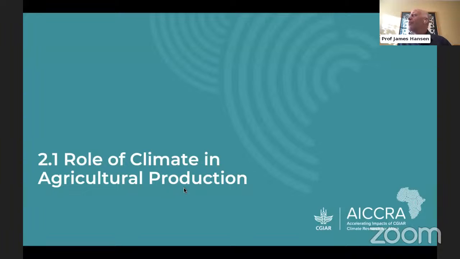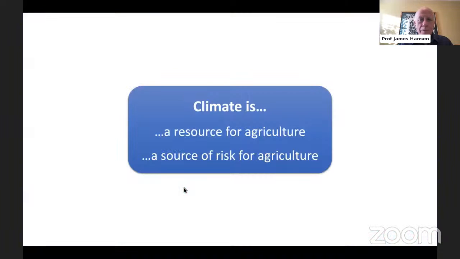I'm assuming that most of you have a strong agricultural background, and you probably know in a lot more detail the role of climate in agricultural production than what I'm going to show here. But just a few basic things as a reminder, as awareness. So climate is both a resource for agriculture that makes agricultural production possible, but also a source of risk that can make agriculture challenging.